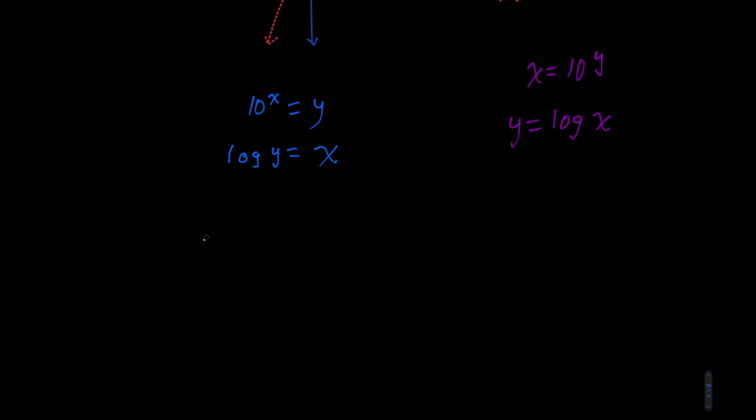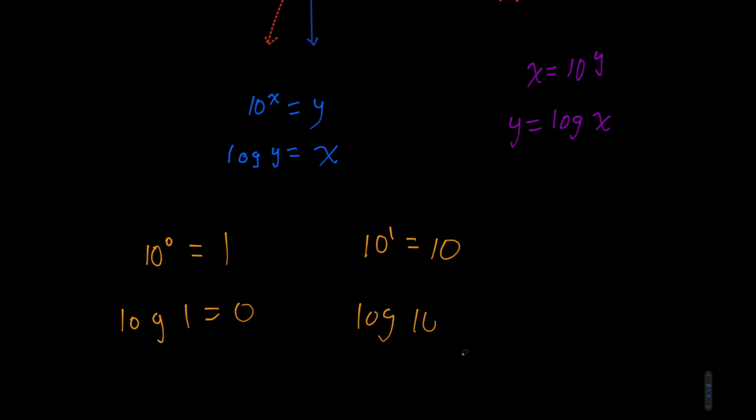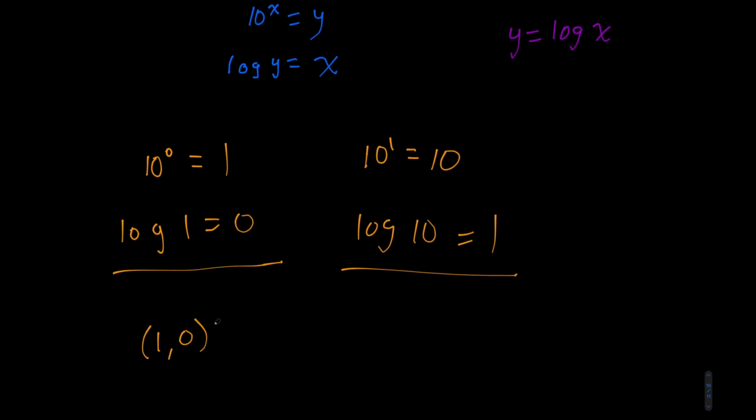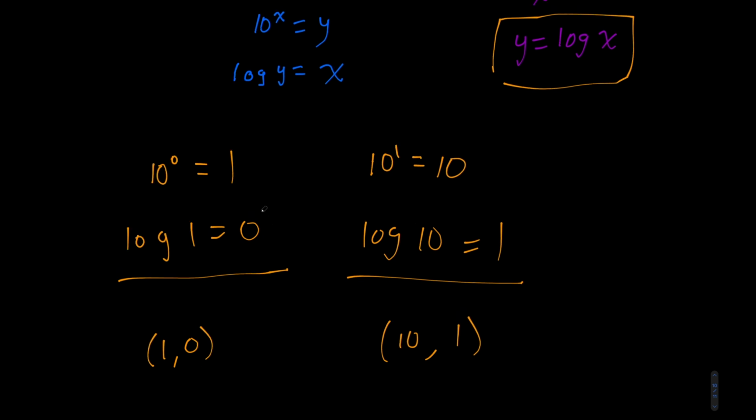You know that for exponential functions, 10 to the 0 is always equal to 1, and 10 to the 1 is always equal to 10. So if we convert it, we get log 1 is equal to 0, and log 10 is equal to 1. These are our 2 points on the y equals log x graph. When x is 1, y is 0, and when x is 10, y is 1. So we can use this to memorize and then estimate any log value.